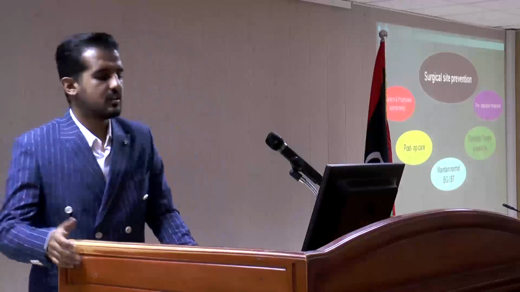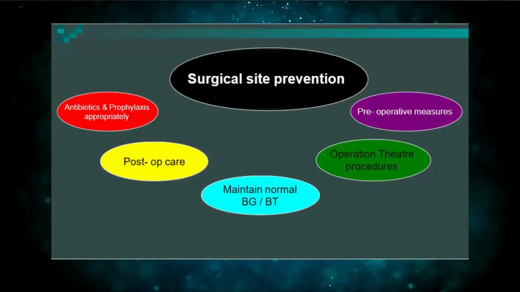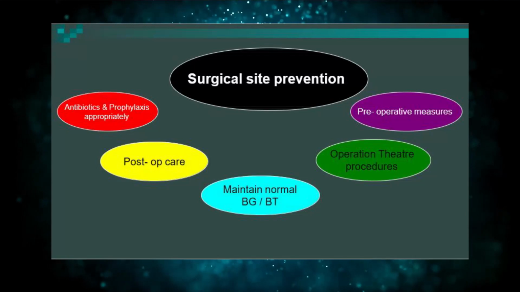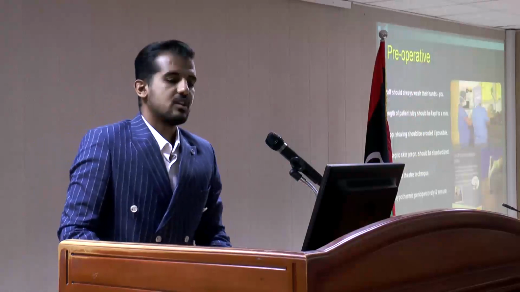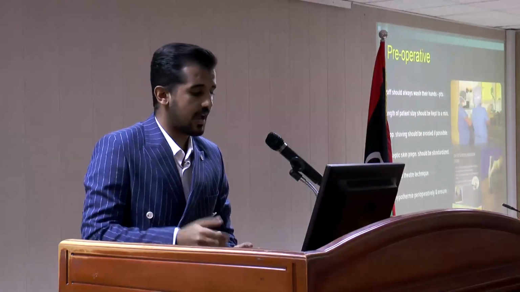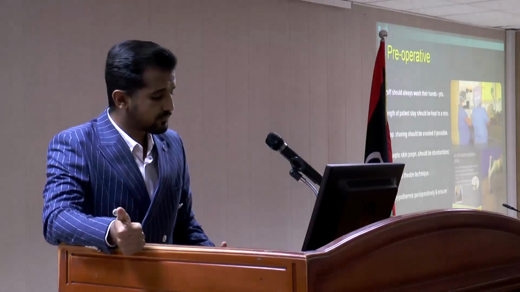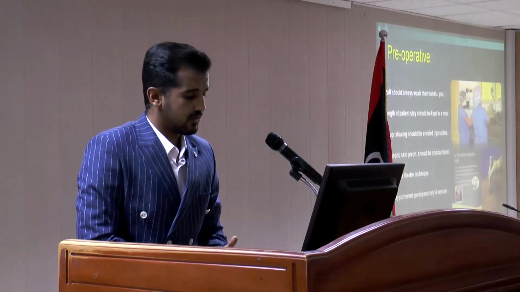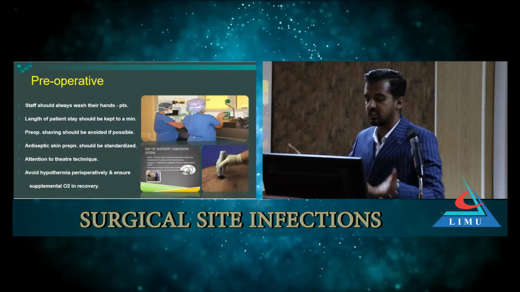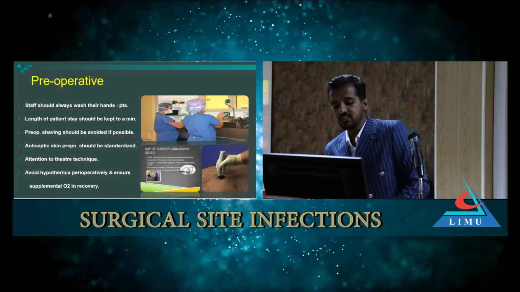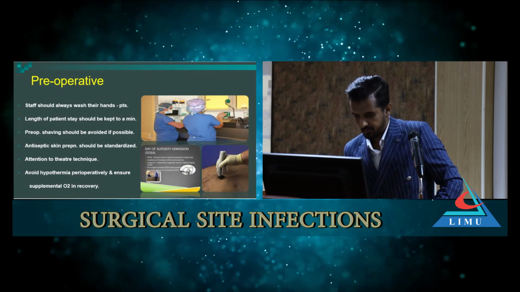How to prevent SSI? Prevention involves pre-operative measures, post-operative measures, operation theater procedures, blood sugar control, and antibiotic prophylaxis. Pre-operatively, staff should always wash their hands, avoid shaving before surgery if possible, and use antiseptic skin preparation. Attention to theater technique. Avoid hypothermia or hypoxia by ensuring supplemental oxygen in recovery.